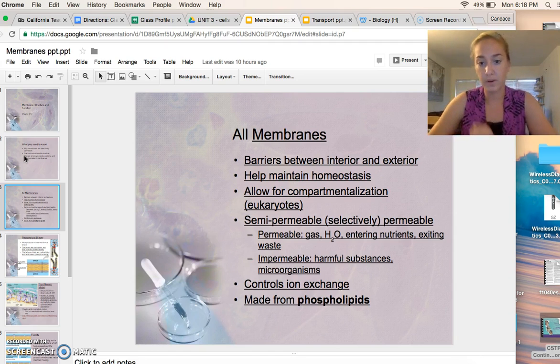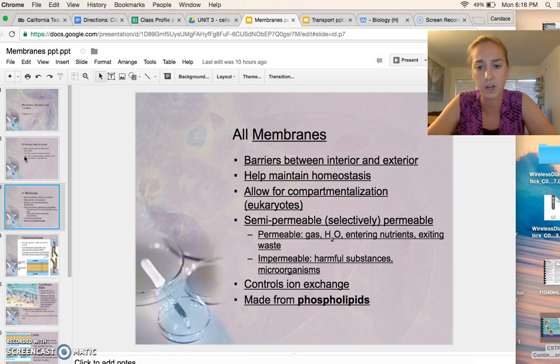Okay, so all membranes, this is always true. All membranes are barriers between the interior and the exterior of the cell, so the inside and the outside of the cell. They help maintain homeostasis, and homeostasis just means balance, so balance of pH, balance of salt concentration, sugar concentration, water concentration. They just make sure that everything is just so for the cell.